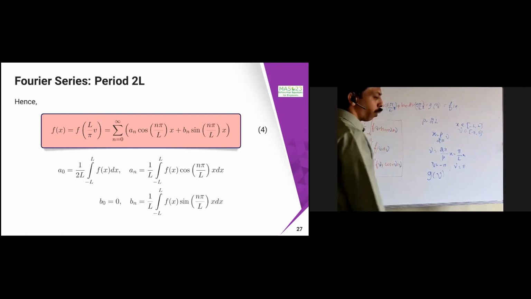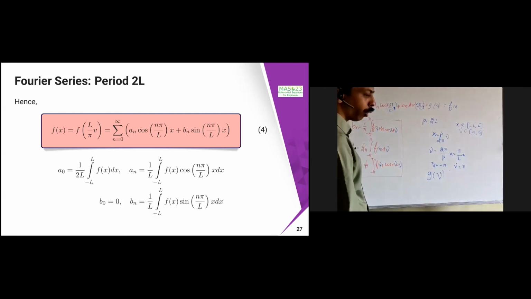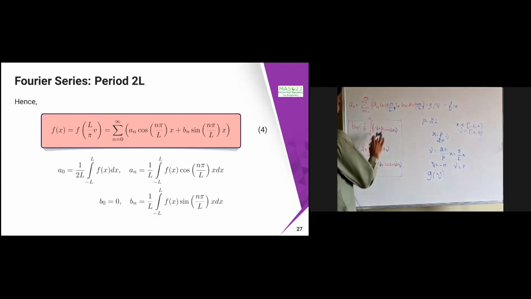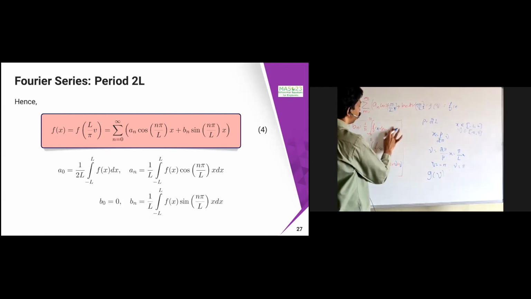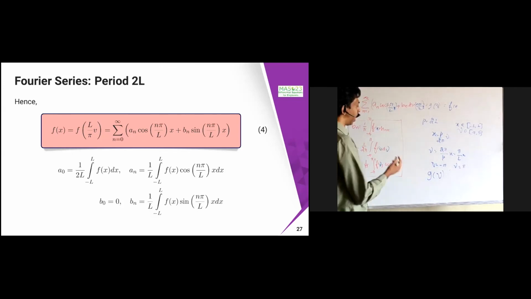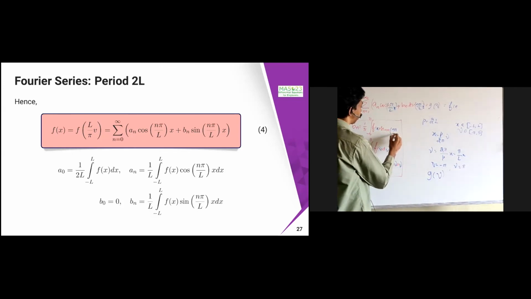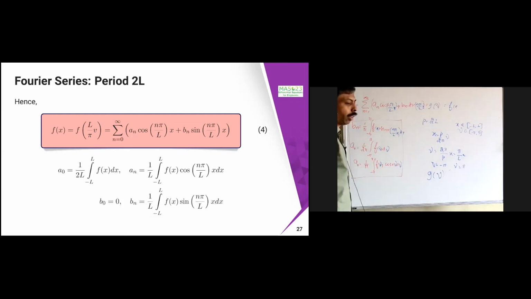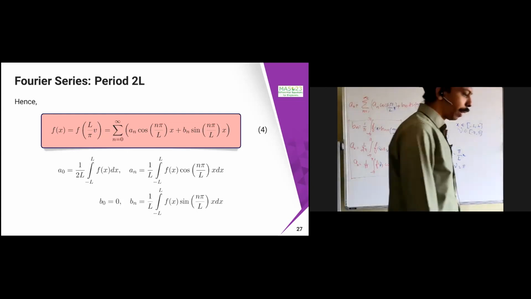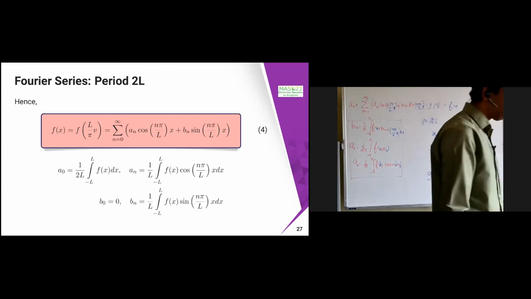Similarly, you can replace it over here. If you replace that, once again you are going to get the same thing. This is a dummy variable, so I can just put x. This is going to become, once again, sine n pi by L x. Same thing you will do. So that is going to give you the answer for period 2L.